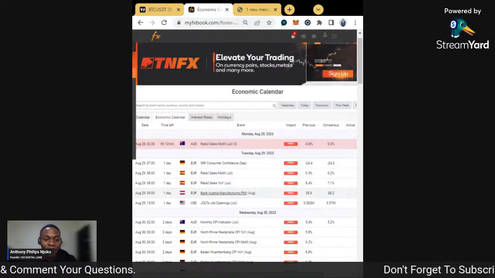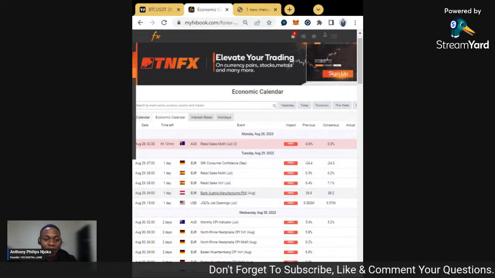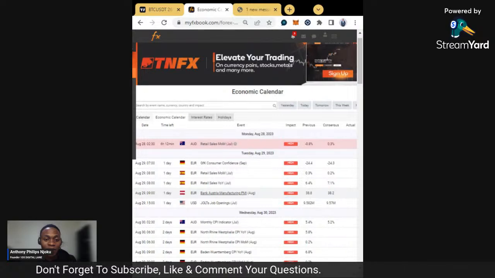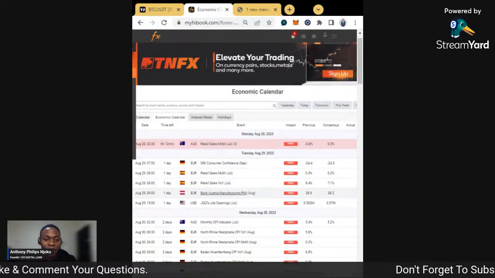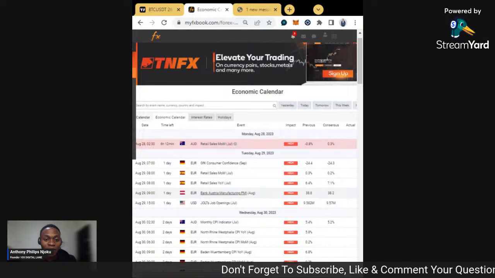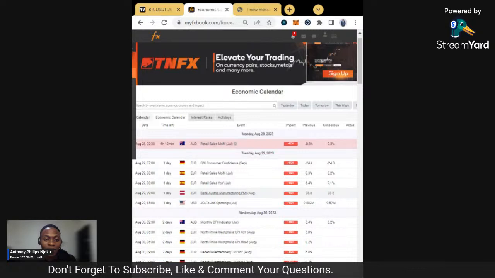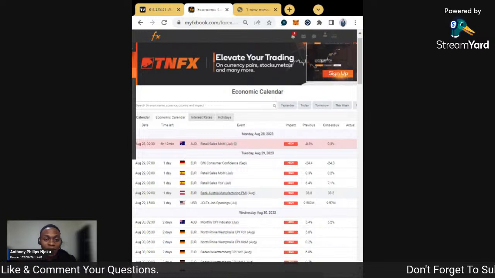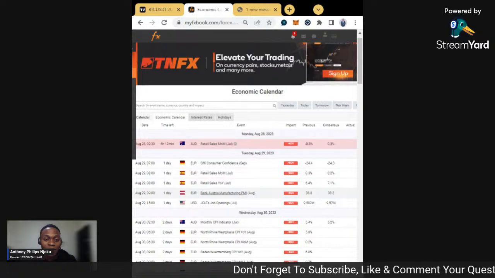Then New York session, we have job openings for July. And that's higher than forecast. That is good for the United States dollar. Then on Wednesday, Asian session, we have monthly CPI indicator for the Australian dollar by 2:30 a.m. West African time. Then during London session, we have North Rhine-Westphalia CPI year over year.